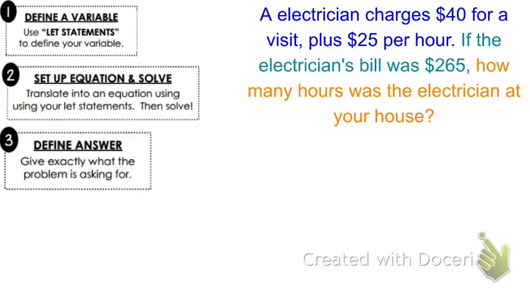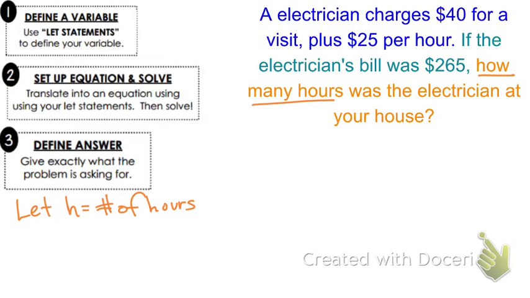So our first step is to define our variable. A variable is our unknown number. So the best way to do that is to look at the actual question, which is in orange. How many hours was the electrician at your house? We don't know the number of hours. That's our unknown. So I'm going to refer to that as H.